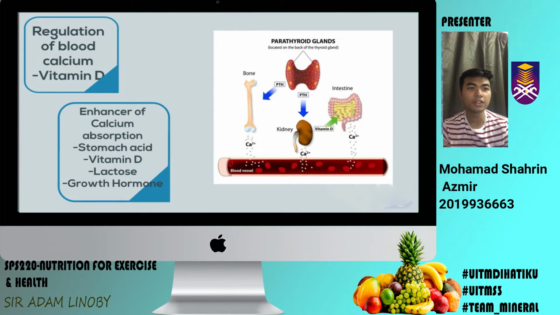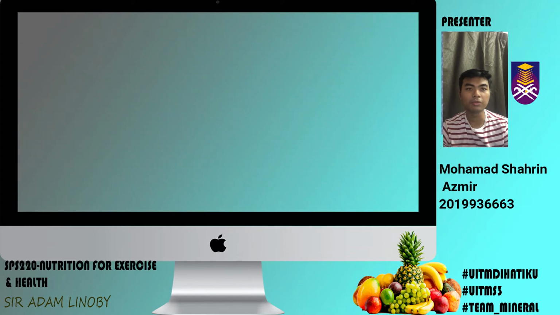Next, enhancers of calcium absorption, which are stomach acid, vitamin D, lactose, and growth hormone. This slide has a diagram. The diagram explains the parathyroid glands, which are located on the back of the thyroid gland.